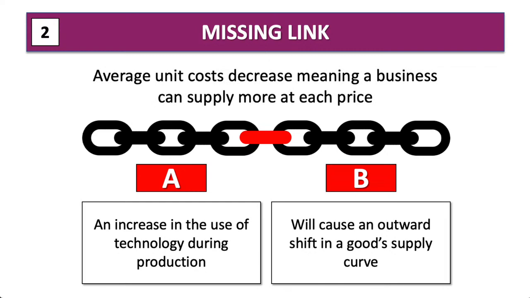We've gone down the economies of scale route here, so that average unit costs decrease, meaning a business can supply more at each price. In turn, this will cause an outward shift in a good's supply curve. So that's quite a nice way of linking supply and economies of scale. And of course, if you're in year 12 and you're watching this, you probably haven't done economies of scale yet. But if you're in year 13, go back to your economies of scale notes and your supply notes and see how you can marry those two topics up. Let's take a look at question number three.